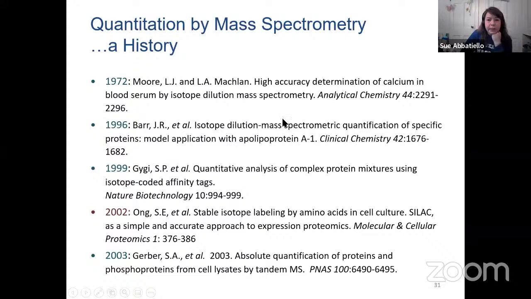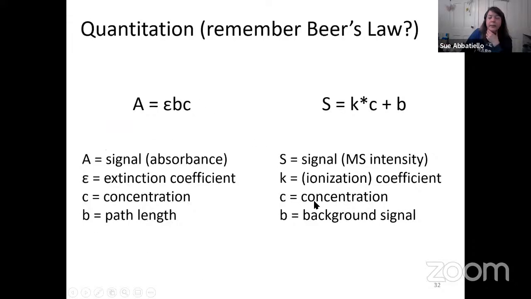So this is just a little history of how people have been quantifying by using MS as a mass analyzer and detector. And this is nothing recent. It started a long time ago. You can see over the decades, 2002 was SILAC, 1999 was the ICAT, iTRAQ came about from there. But inherently, I would say, as being on Team Mass Spec, mass spectrometry is not inherently quantitative.